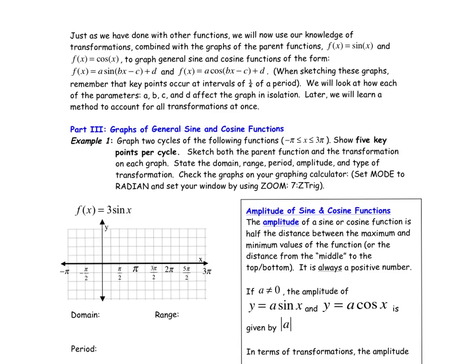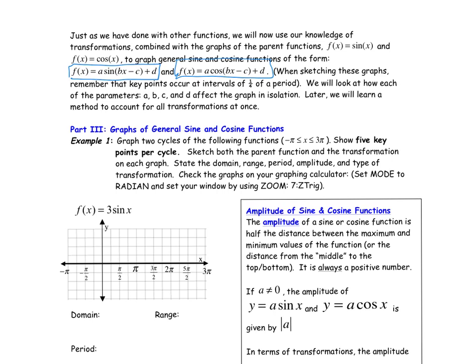We're going to continue on in the 6.4 notes. And now that we know how to graph the parent functions for sine x and cosine x, we're going to carry on and start doing transformations of these functions. Our goal by the end of these notes is to be able to graph something of the form f of x equals a times sine of (bx minus c) plus d, or similarly a times cosine of the quantity (bx minus c) plus d.